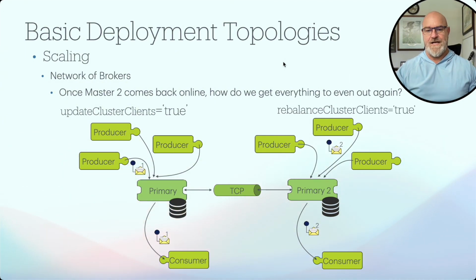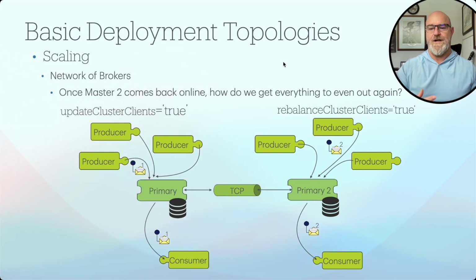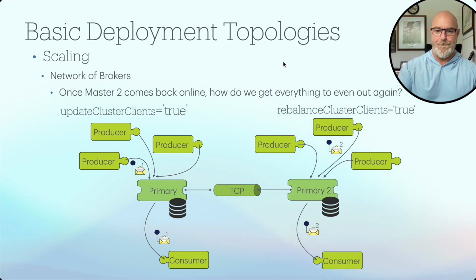Then we also tell it, hey, I want to rebalance our clients. One tells it, hey, I want my clients to understand that the topology has changed. And the rebalance tells it, I want you to reestablish or rebalance my clients when something changes. That way you get that kind of reestablishment of these producers and consumers on the primary two.